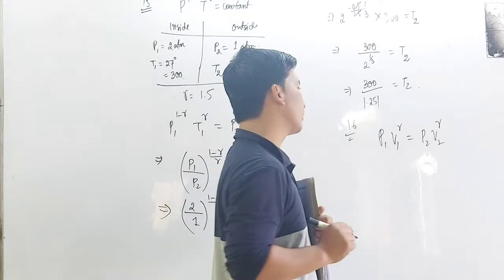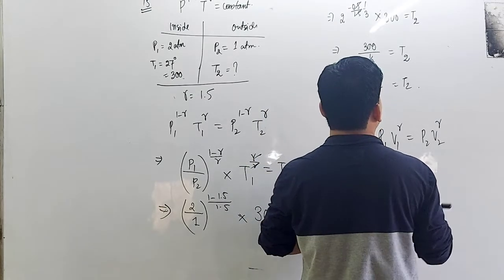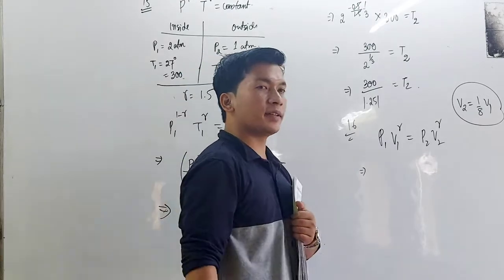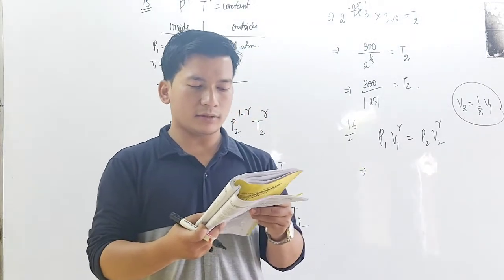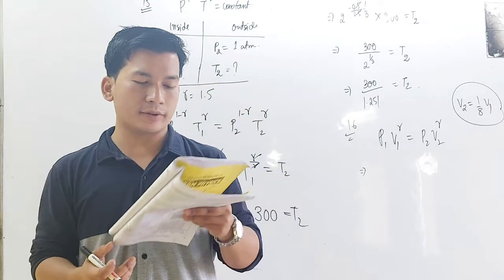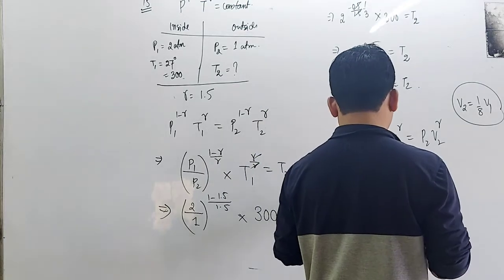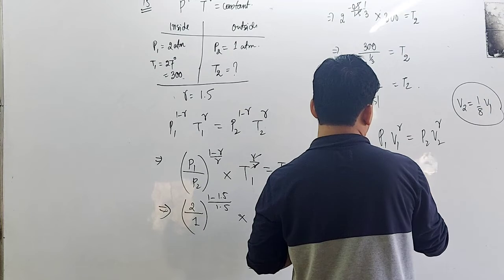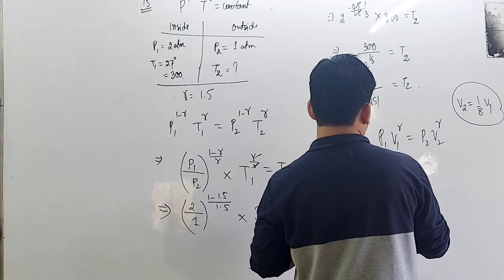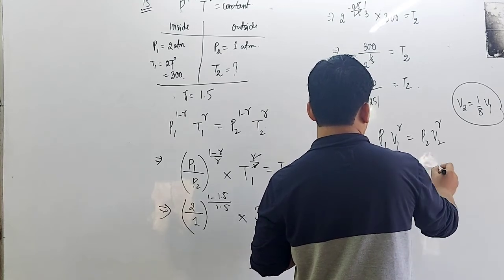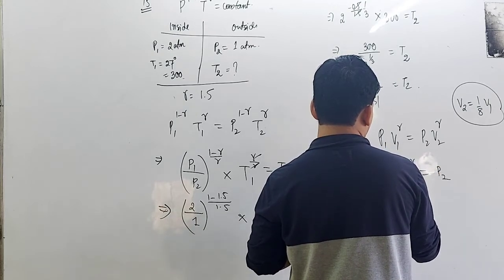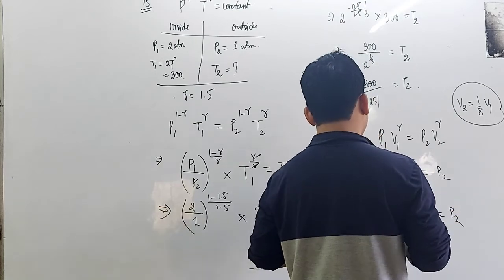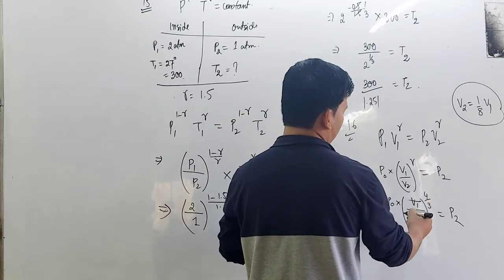You put the value like this, and the value of gamma is 4 by 3. You try this at your home. Try this and check the answer for question 16, as it may come in your examination. These get cancelled out.